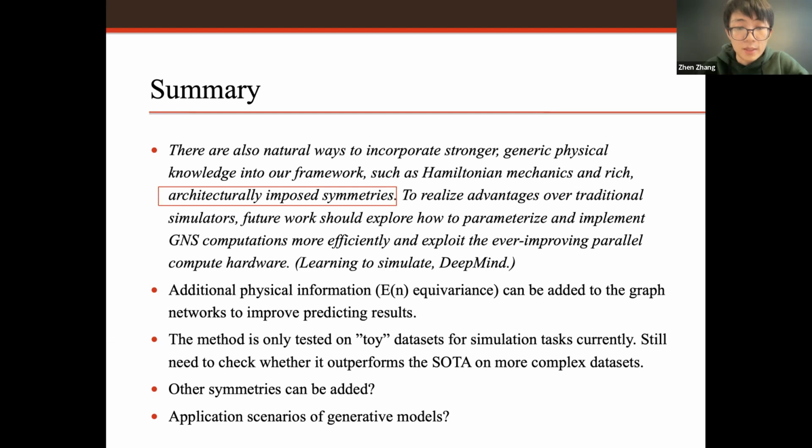But at this point, their method is only tested on some toy datasets for simulation tasks. I'm not saying QM9 is a toy dataset. I'm just saying that for the 5-body problem of charged particles, it's not a very big dataset. So we still need to check whether it outperforms the state of the art on more complex datasets. So basically, there are still a lot of things that can be done in this area on more complicated scenarios. And maybe other symmetries can also be added, for example symplecticity or other kinds of symmetries. And maybe we can have some more applications of these kinds of generative models, which I don't actually know too much about, and I'm open to discussions in all these areas.